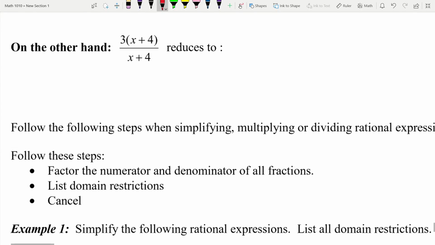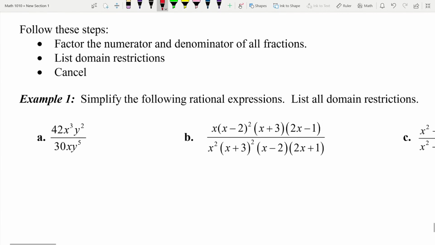If you look at this guy, you guys, the x is stuck to the 4. The x is stuck to the 4. I have exactly x plus 4 on the top, exactly x plus 4 on the bottom, so those do reduce, and my answer is a 3. Okay? All right, so this is what we're going to do.